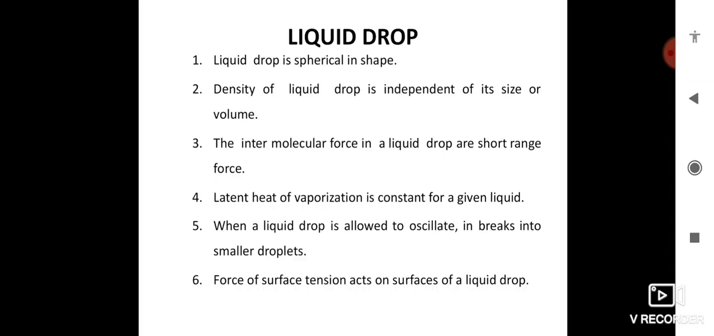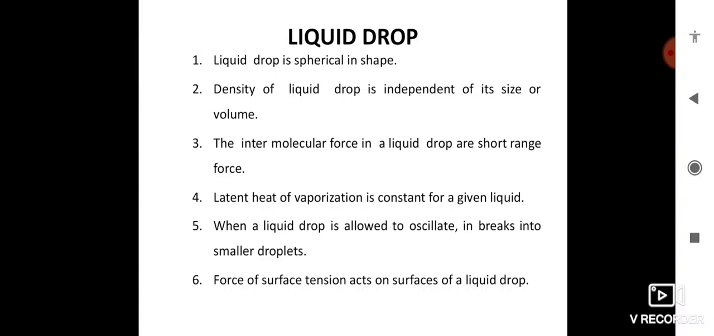First one is the liquid drop. We know that a liquid drop is spherical in shape. The density of a liquid is independent of its size or volume, and the intermolecular interaction between liquid drops is a short range force, and the latent heat of vaporization is constant for a given liquid.